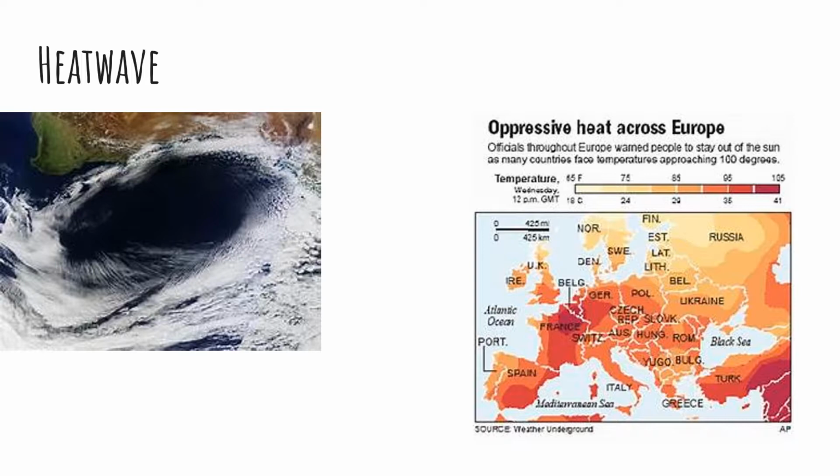So the picture on the left is showing you a bird's eye view of what an anticyclone looks like in real life. And then on the right is showing you how hot the temperatures got during this time. So at one point it was about 105 in Europe and France, and that's just crazy.